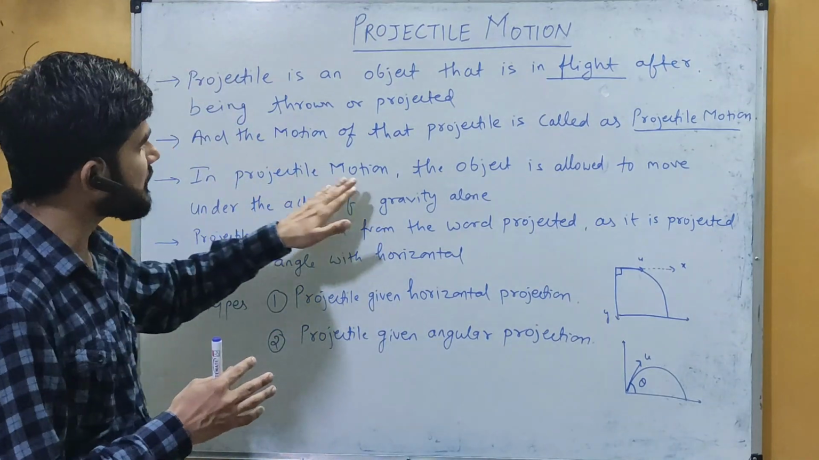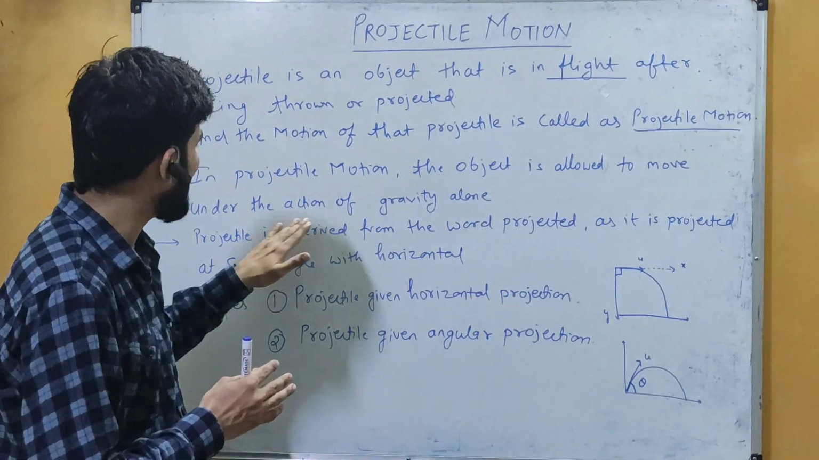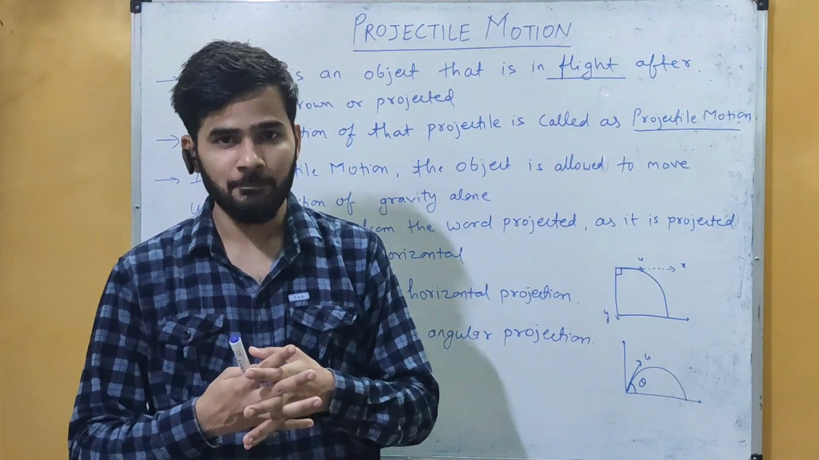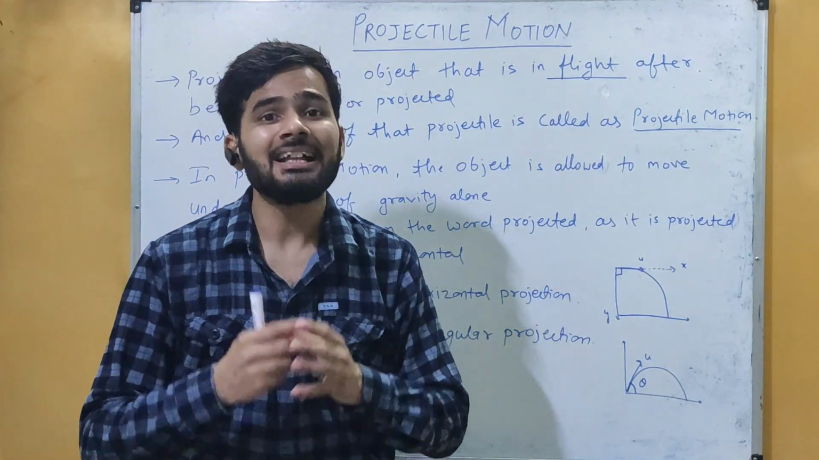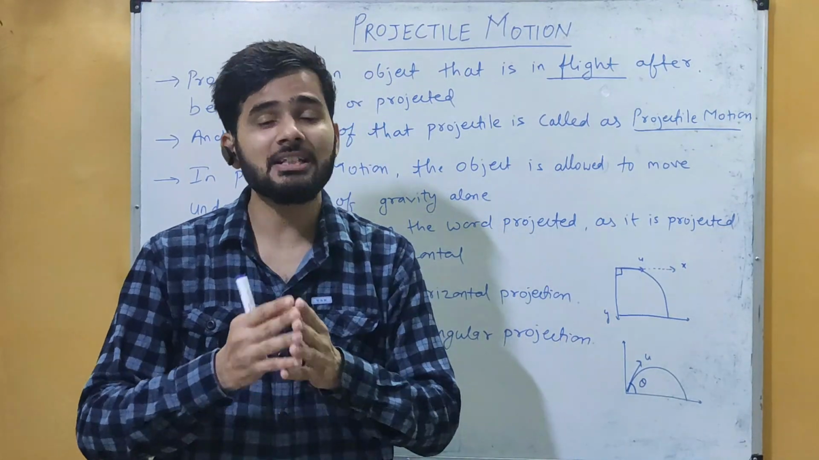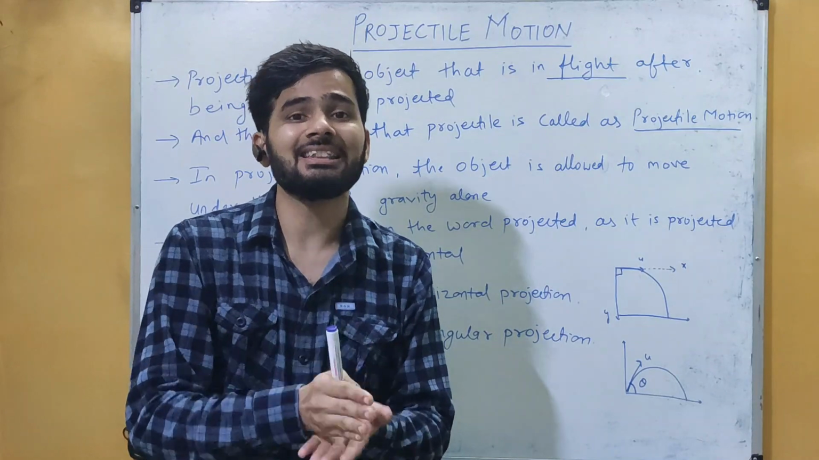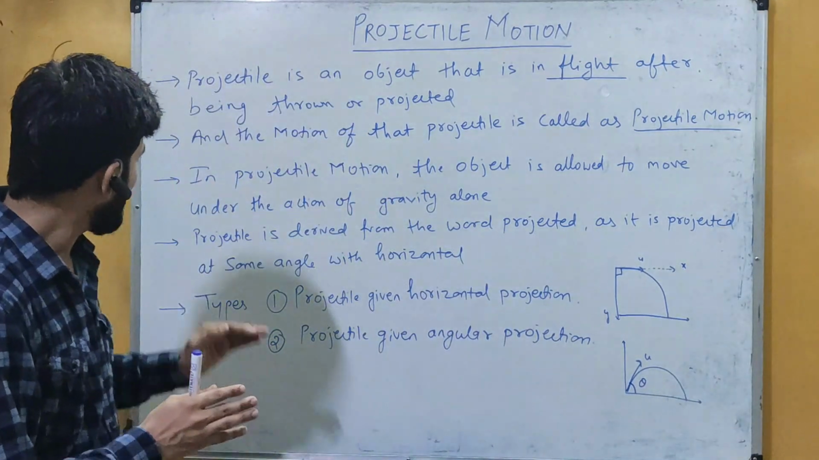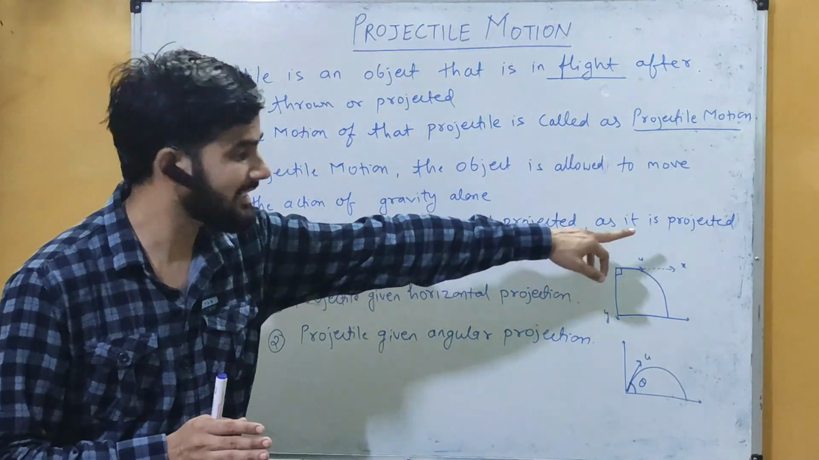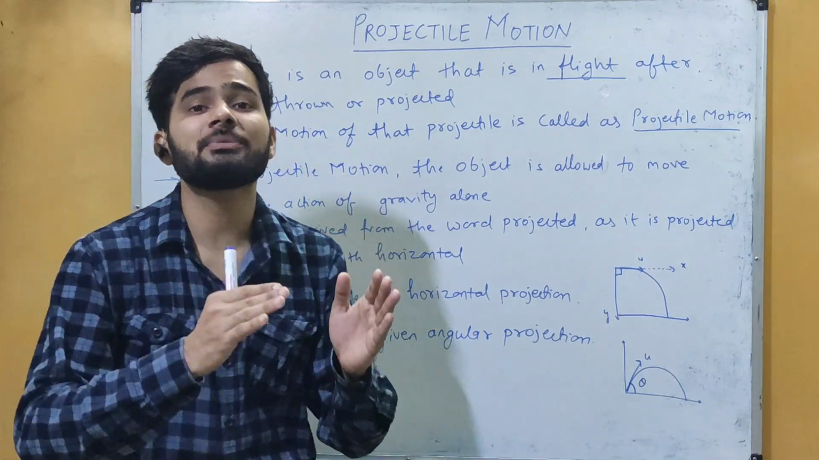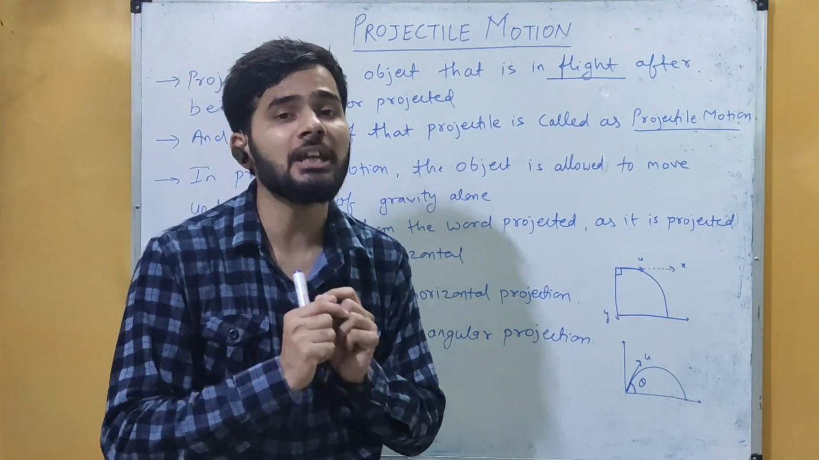Okay, now in this projectile motion the object is allowed to move under the action of gravity alone. It means we are throwing any object in the air. So after it is projected, that object will move under the effect of gravity only. So this is one of the most important factors in this motion, that the object will move under the effect of only gravity. Okay, and it is derived from the word projected, as it is projected at some angle with the horizontal. We are throwing that object by making some angle with the horizontal.